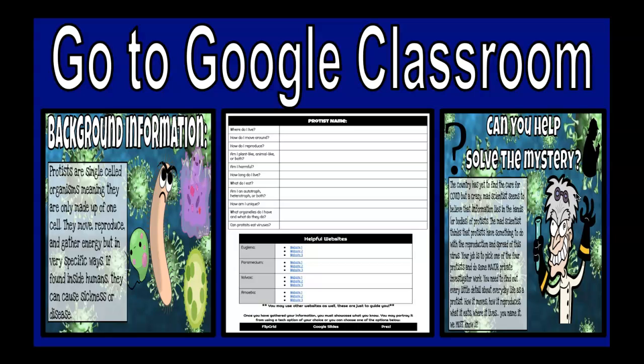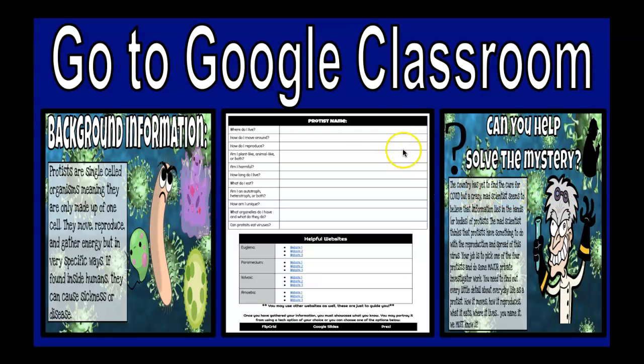The country has yet to find the cure for COVID, but a crazy mad scientist seems to believe that information lies in the hands or bodies of PROTUS. The mad scientist thinks that PROTUS have something to do with the reproduction and spread of this virus. Your job is to pick one of the four PROTUS and do some major private investigator work. You need to find out every little detail about everyday life as a PROTUS. How it moves, how it reproduces, what it eats, where it lives, you name it. We have to know it.